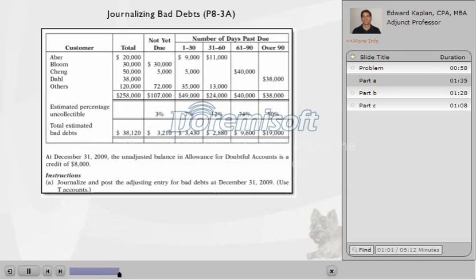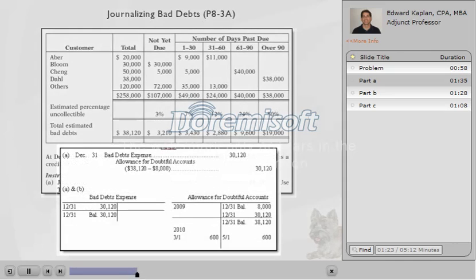Let's take a look at Part A. First, the sentence above Part A says, at December 31st, 2009, the unadjusted balance in allowance for doubtful accounts is a credit of $8,000. And then Part A says, okay, now you see the solution in front of you. We have to debit bad debt expense for $30,120 and credit the allowance for doubtful accounts in the same amount.